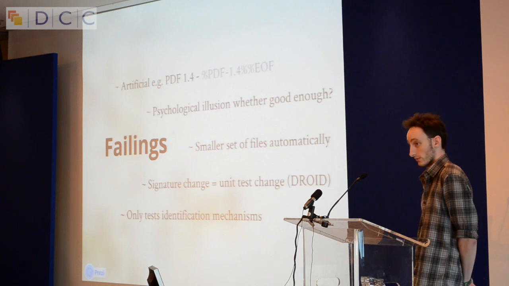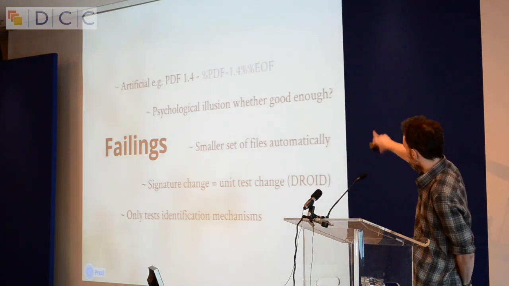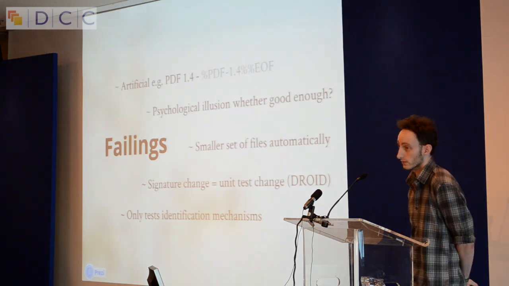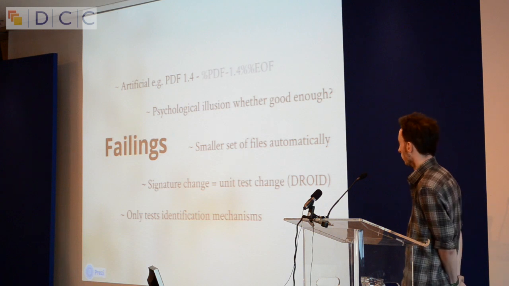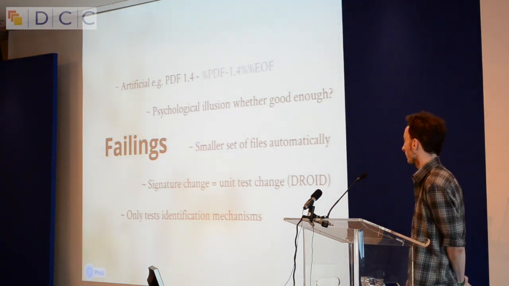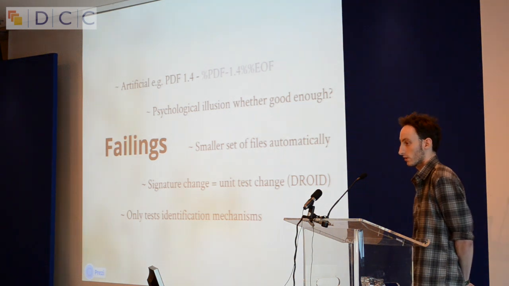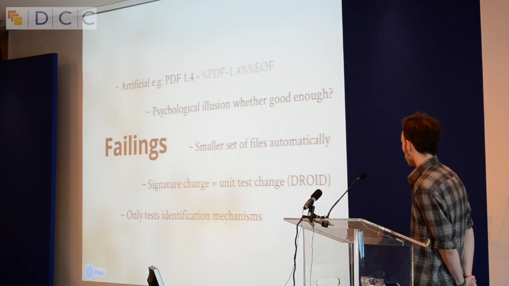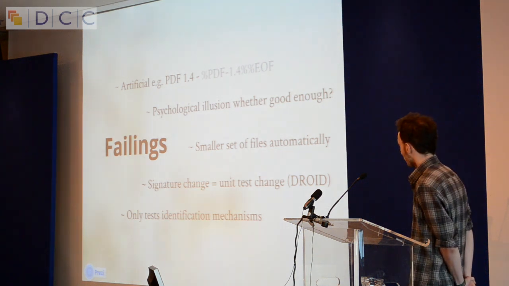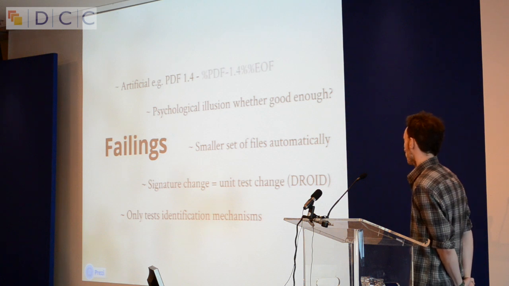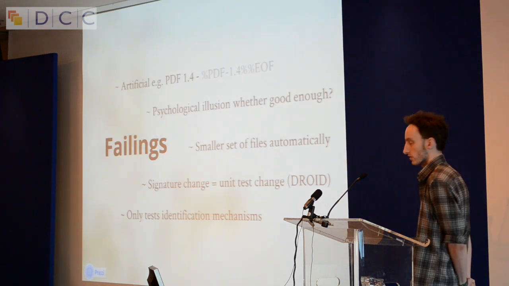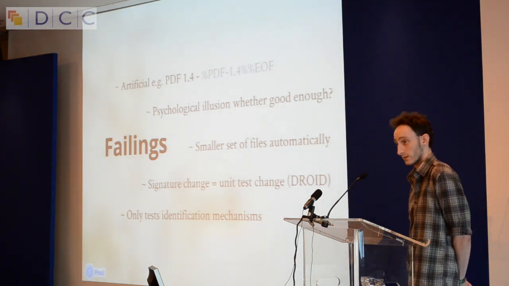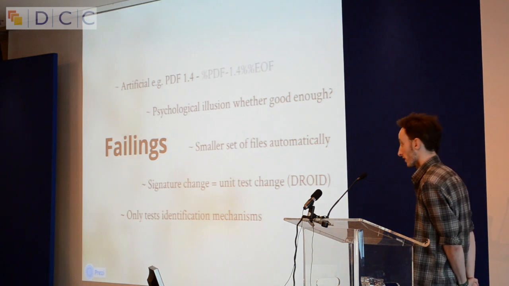Failings: it's a little artificial. If you were to type this into a notepad window and say that it would identify Android as PDF 1.4, is it a psychological illusion whether that's good enough or not? It's a little artificial about it. We only create a small set of files when we do it automatically. A signature change means a change to the test suite, a change to the unit test, and a change to the Droid code base. And it only tests identification mechanisms, and it's really important to test validation mechanisms too.